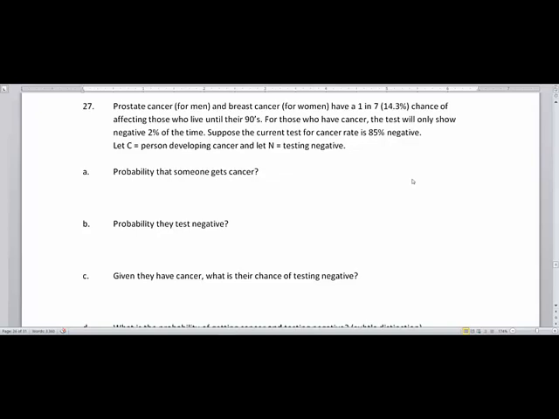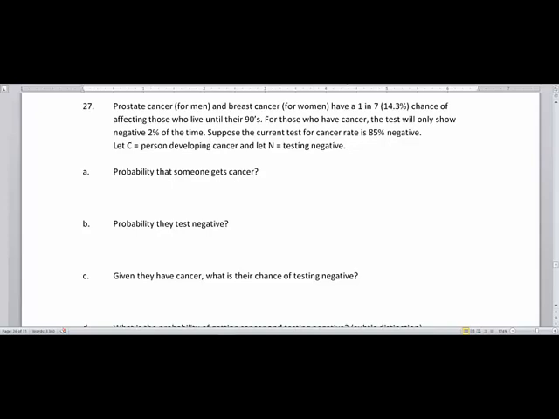Well, let's go back and take a look at the previous paragraph. Prostate cancer for men and breast cancer for women have roughly a 1 in 7 or 14.3% chance of affecting those who live until their 90s. For those who have cancer, the test will only show negative 2% of the time. Suppose the current test for cancer rate is 85% negative. So what are the chances that somebody will get this cancer?